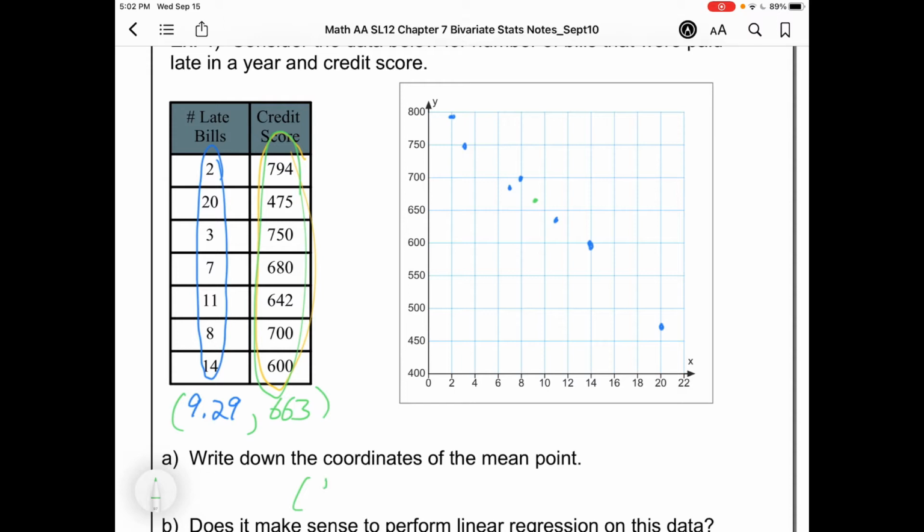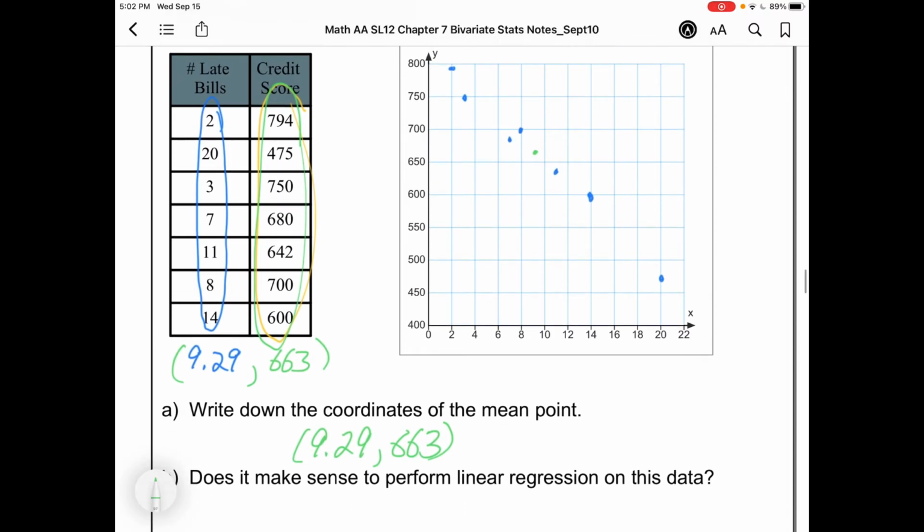So we can write that down here, 9.29, 663. And I feel like the IB will be sneaky and somehow ask you about mean points on the final exam. The next question is, does it make sense to perform linear regression on this data? And that's one of the good things about us drawing it out. We can see that all those blue points look very linear. Yes, data looks linear. And we'll probably get a good correlation, something close to either 1 or, I guess, closer to -1 in this case.